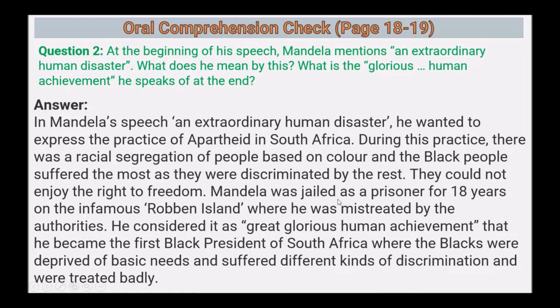Mandela was jailed as a prisoner for 18 years on the infamous Robben Island, where he was mistreated by the authorities. He considered it a great, glorious human achievement that he became the first black president of South Africa, where the blacks were deprived of basic needs, suffered different kinds of discrimination and were treated badly.